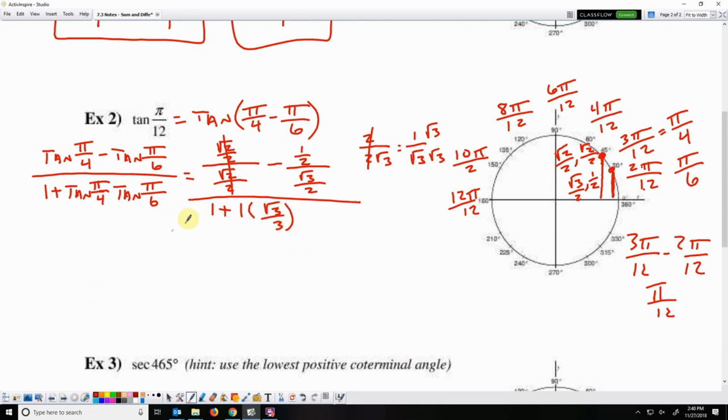So I'm going to write this in a much more simplified form. So that's 1 minus, and I just simplified all of this to root 3 over 3, all over 1 plus 1 times root 3 over 3, which is root 3 over 3.